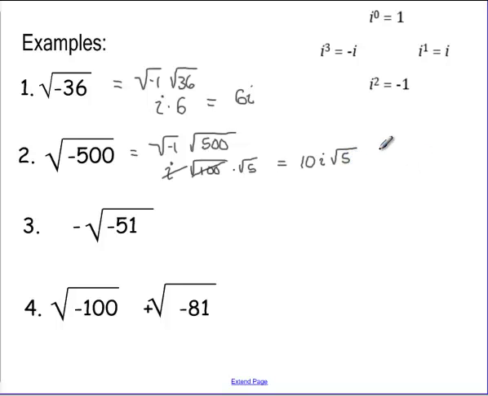And the reason we don't write it like this is because if you put the i afterwards, we're not sure, do you mean 10 radical 5 with the i underneath, or do you mean 10 radical 5 and the i outside? So we make sure of it by putting the i nowhere near the radical.